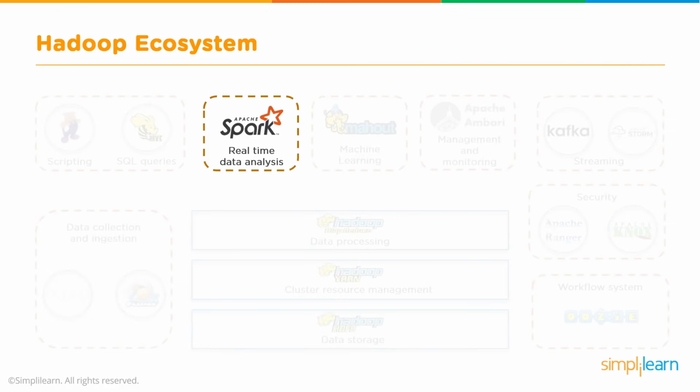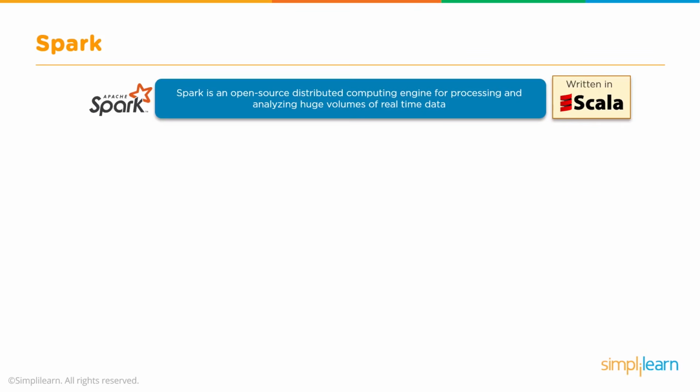So Spark, real-time data analysis. Spark is an open source distributed computing engine for processing and analyzing huge volumes of real-time data. It runs 100 times faster than MapReduce. MapReduce is the basics of the Hadoop system, which is usually set up in Java code.